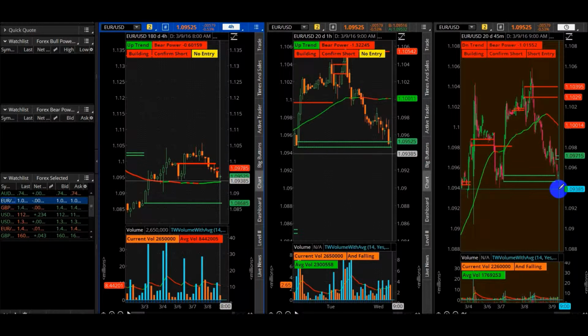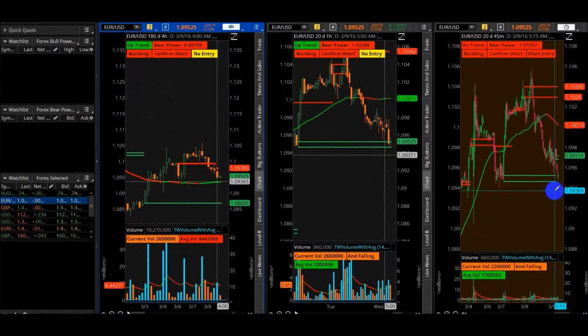A stronger dollar as it breaks through. Less dollars for more yen, for more euros is what that means. And that's what I'm looking for. I'm looking for a short play on the euro dollar.